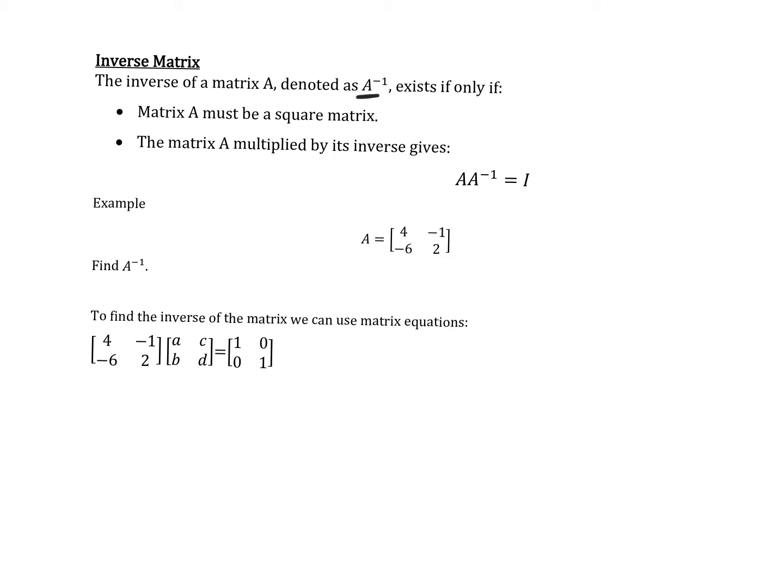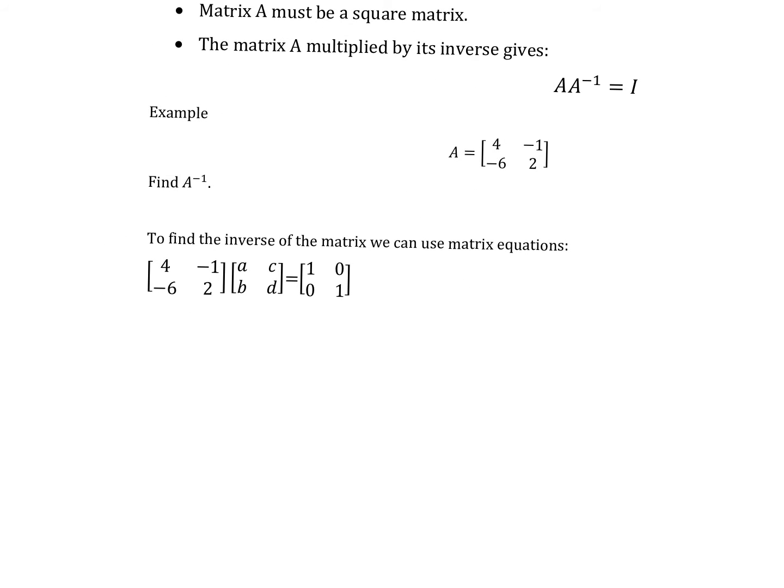So in order to find an inverse, I'm going to use those matrix equations that we talked about earlier. Here's what I'm going to do. I have a matrix 4, negative 1, negative 6, 2 for A. I want to find its inverse. So to find the inverse, the first thing I do is I set up these equations like this.